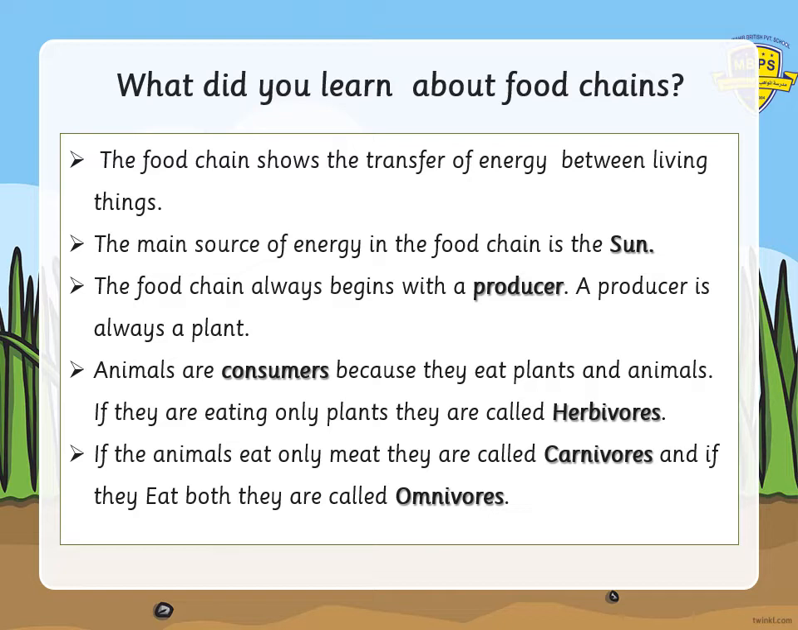We humans are omnivores because we eat both fruits and vegetables and meat, right? All sorts of meat. Eggs, chicken, fish, beef. These are all meat, and fruits and vegetables are plants. So we are omnivores.